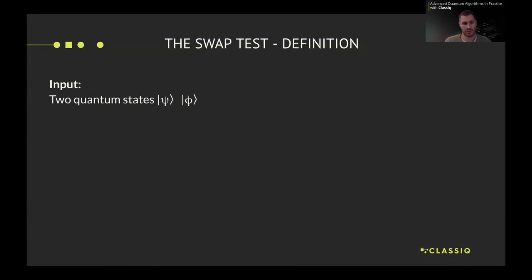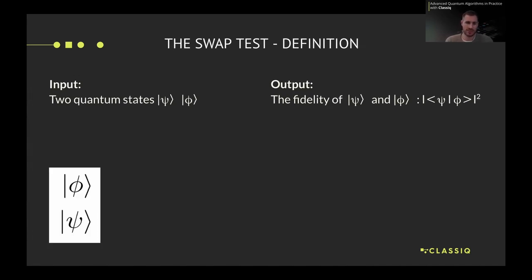So the definition: we have an input. The input is two quantum states. Let's call them psi and phi. And the output is the fidelity of psi and phi. So this is a measure of how close, how similar psi and phi are. This is the definition, the overlap between the two, and this is what we receive. So this is a measure of how similar, how close these two quantum states are, and shortly we will discuss some further intuition and limiting cases. But let's start with the algorithm itself.